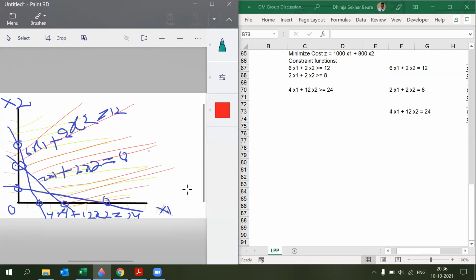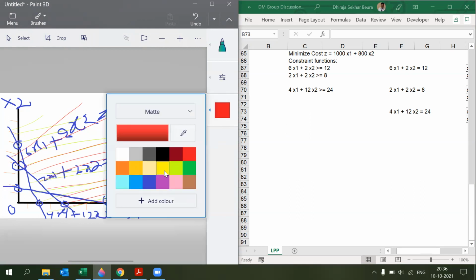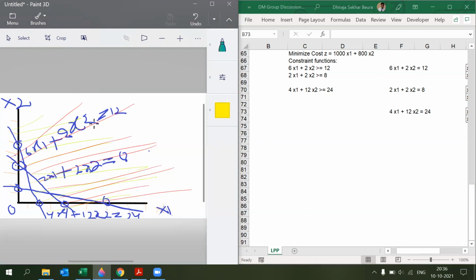Now similarly, 4x1 plus 2x2 is more than or equal to 24, which is the last line, almost parallel. So the feasible region for that will be, again, more than or equal to, so the opposite side of the origin. Origin is this side, so it will be the other side. So this side, basically.